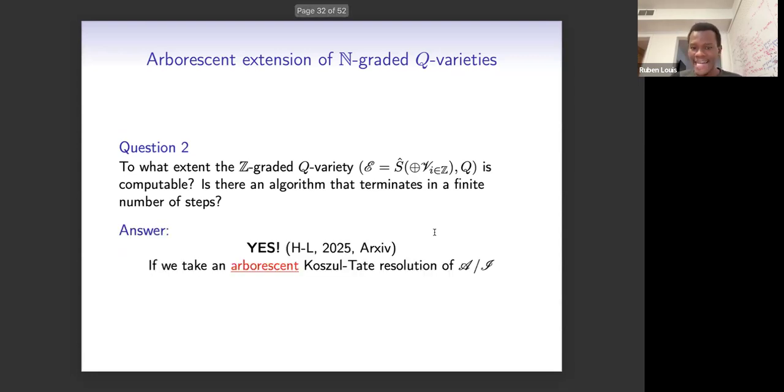The answer here is again yes, and this is our work, my joint work with Sasha. It's on arXiv. But it's yes if we take an arborescent causal Tate solution, not just any causal Tate solution. We are sure that we can reduce the number of computations if we have an arborescent one, because the arborescent causal Tate solution itself is explicit, so there is a very explicit formula for it. So we can do a similar thing in the extension and have a very explicit formula.